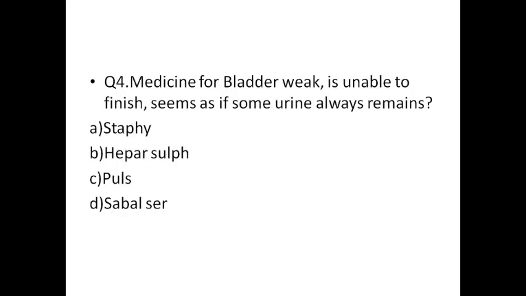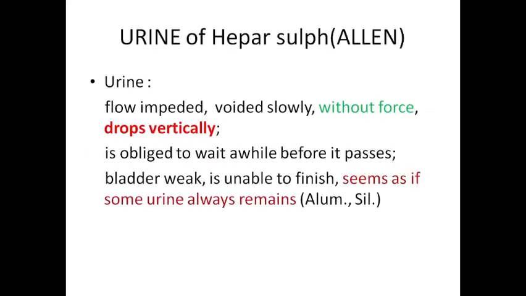Another question in Materia Medica, from Allen's Keynotes. The medicine for a weak bladder, unable to finish, seems as if some urine always remains. Options are Sepia, Petroselinum, Pulsatilla, Sabal serrulata. What is the answer? The answer is Causticum. So we will read Causticum urine from Allen's Keynotes.